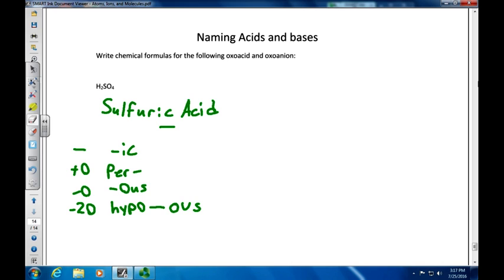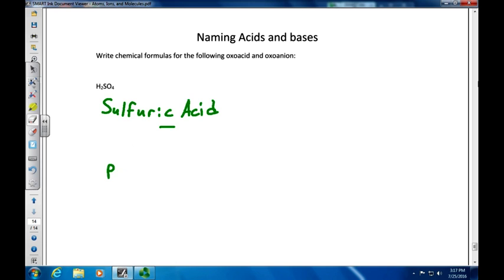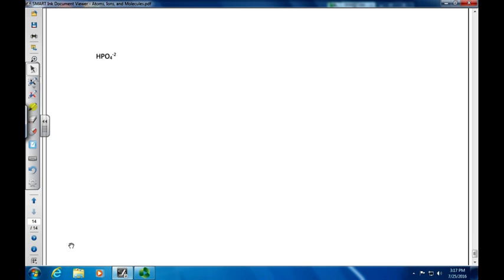But none of those rules really matter in this particular case, as this is a parent acid. And it's entitled sulfuric acid. Let's look at naming the oxoanion. HPO4 with a -2 charge.